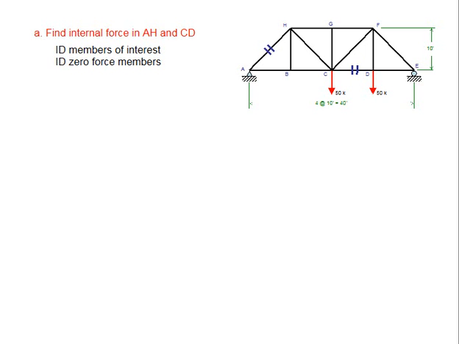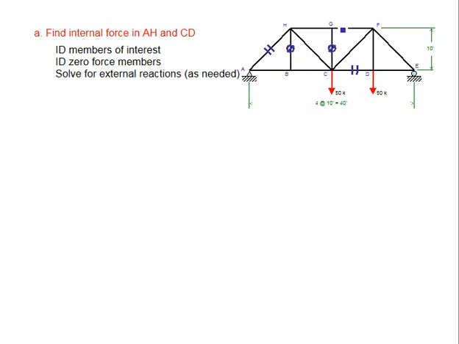In this case, we do not have any members that meet the 2-member rule, that being 2 non-collinear members joined at a joint with no external load. In this case, we do have 2 members, however, that are zero force members because of the 3-member rule, where 3 members are joined at a joint, in this case joint B. 2 of those members are collinear. 1 member is non-collinear. There is no load or reaction at the joint, so the non-collinear member is a zero force member, the same thing being true when we examine joint G.